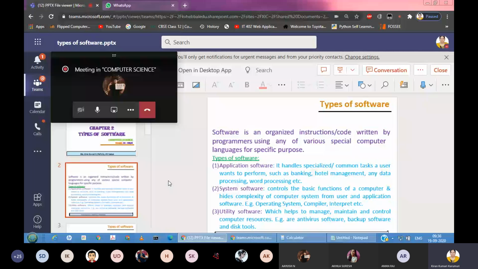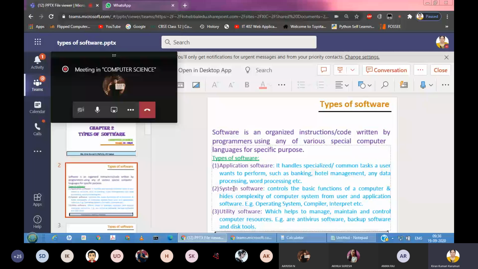It handles a specialized common task a user wants to perform, such as banking, hotel management, data processing, or PowerPoint presentation, right? Word processing, Excel, Notepad. All these are specific applications, isn't it? So they are all application software.